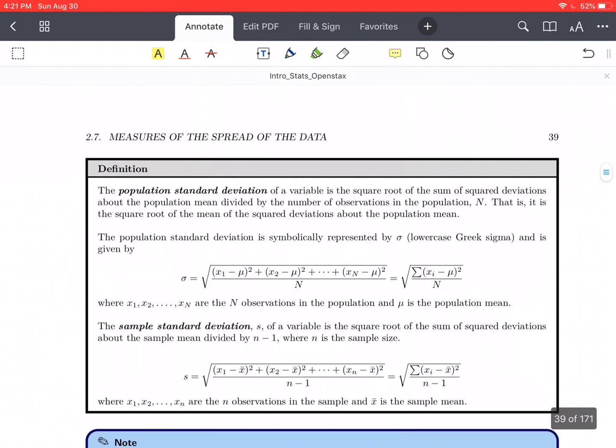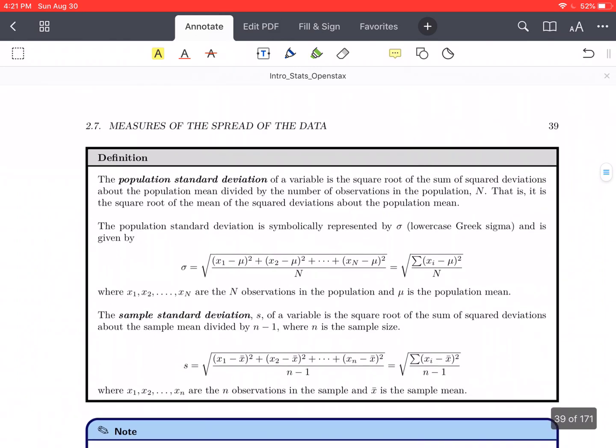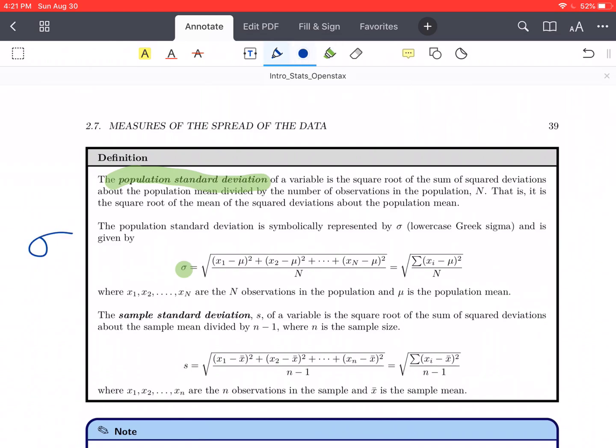Okay, so when it comes to computing standard deviation, there is a slight difference between the population standard deviation and the sample standard deviation. Population standard deviation is abbreviated using lowercase sigma, a little weird looking 6 tipped over on its side. It's a Greek letter sigma, like a lowercase s.